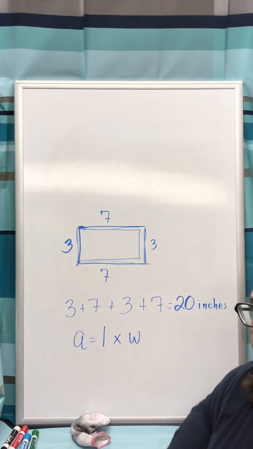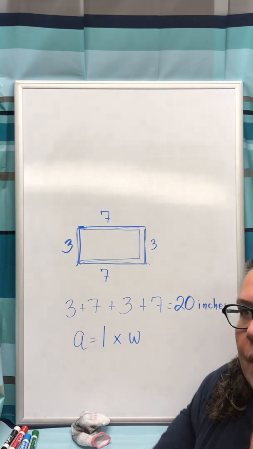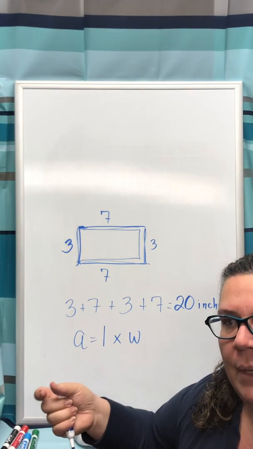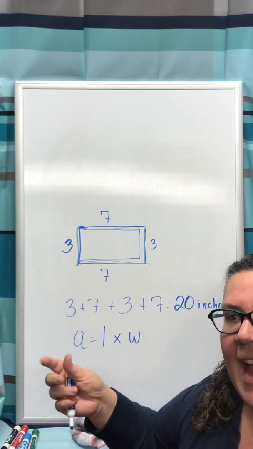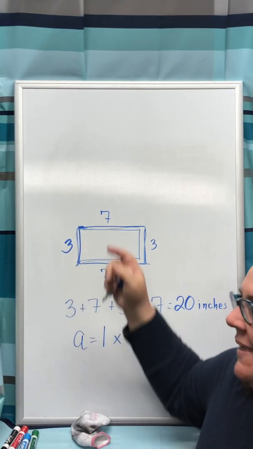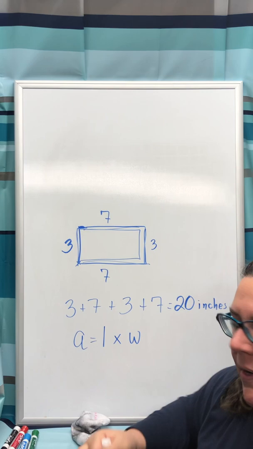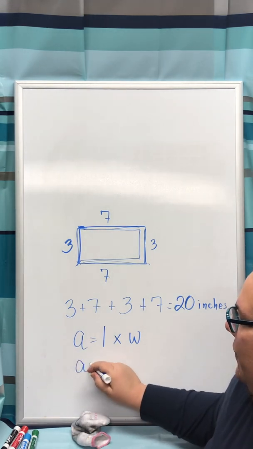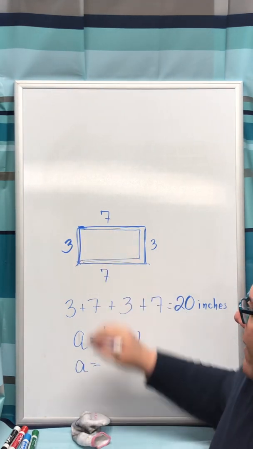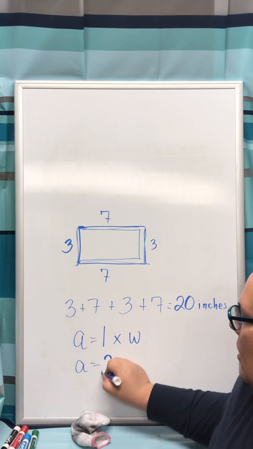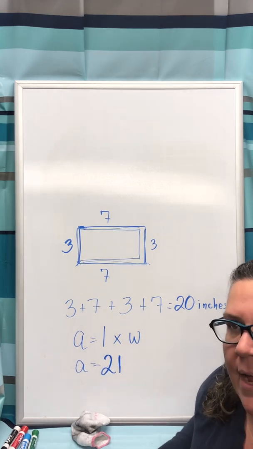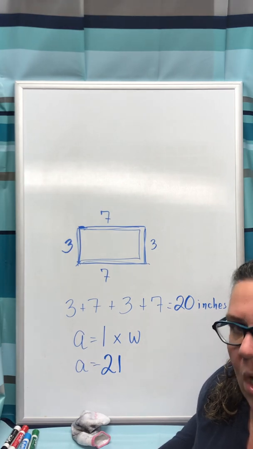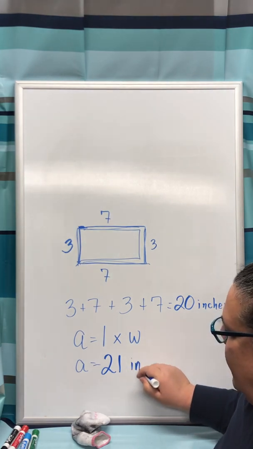If I'm finding the area of that same rectangle, remember our formula for area is area equals the length times the width. Those numbers are interchangeable, meaning it's the same thing as a basic multiplication fact. If I can do 3 times 7, I can also do 7 times 3. So my area for this is going to be 3 times 7, which is 21. This time, it's going to be 21 inches square.